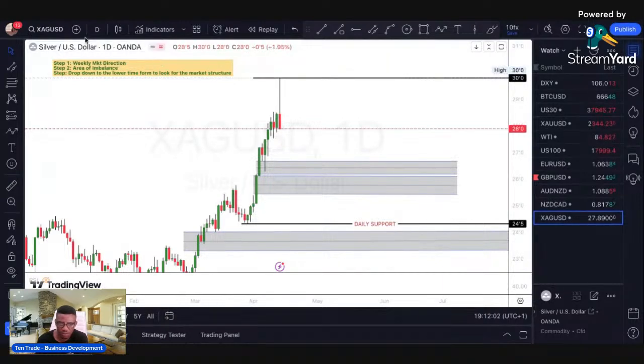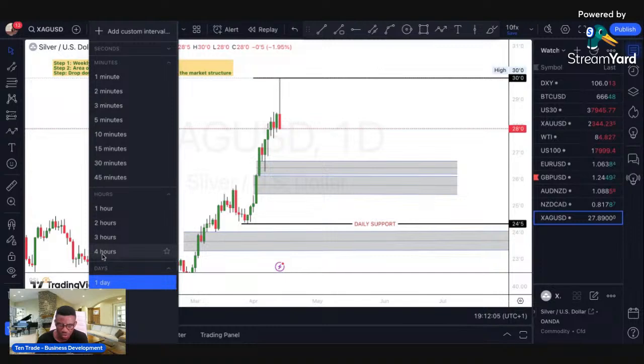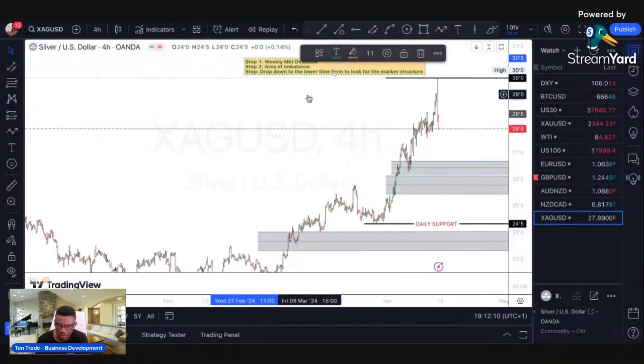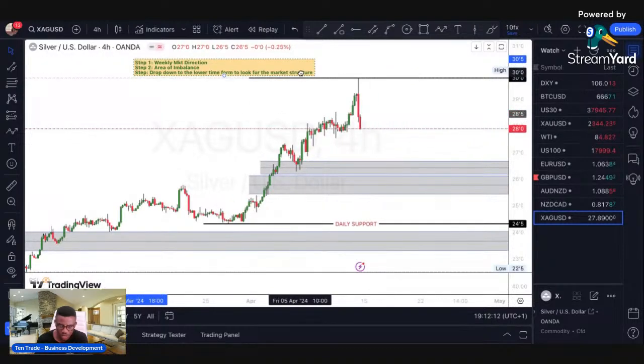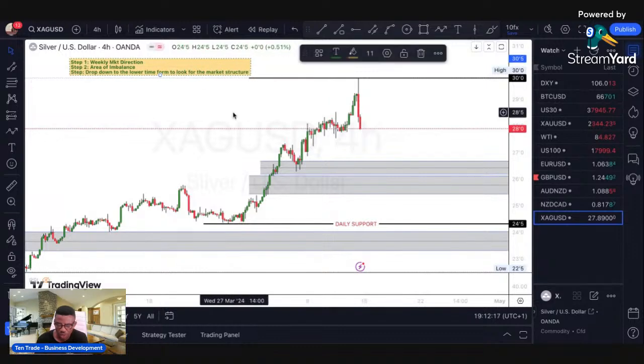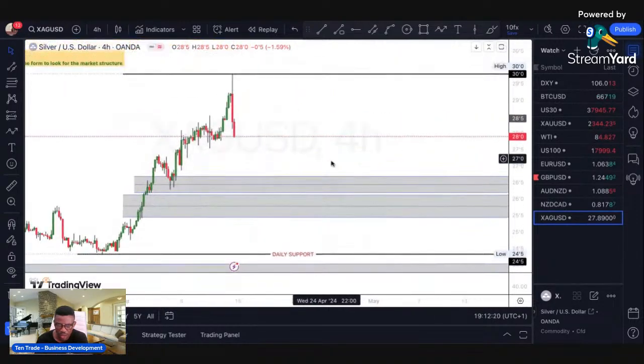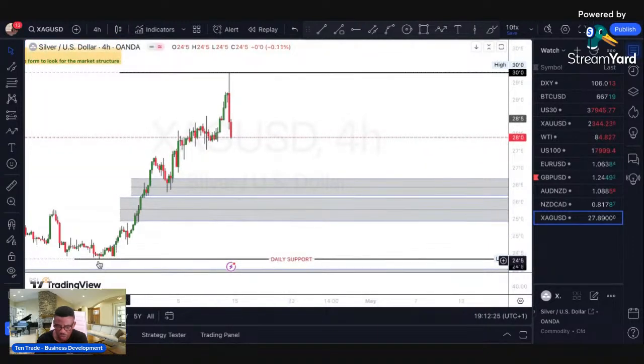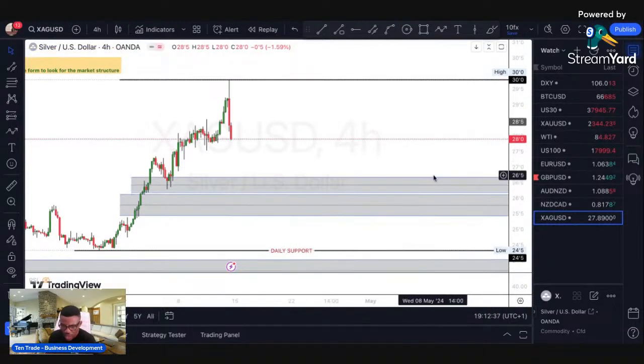area of 4 hours time frame to drop down to look for what? Let's see, step 3, keeping it simple. Step 3, we drop down to look for the market structure. Okay, so here we are on 4 hours time frame. Our interest now is this range from this swing low to this swing high. So we want price to drop into our area of interest here and here. I really like the lower one, but then we'll see how it goes.